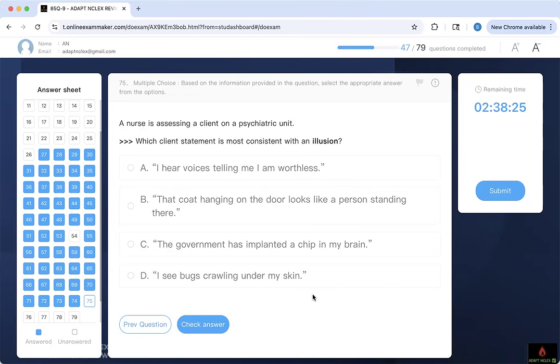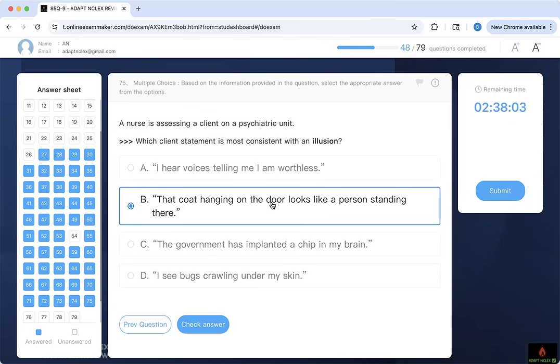Illusion means something is there, but you represent it abnormally. It's different from hallucination. The thing is not there. Illusion is there, but you call it something else. So which answer choice means you are having illusion? I know you picked the right answer. And thank you for staying. 75 question. Adapting class. Got you.